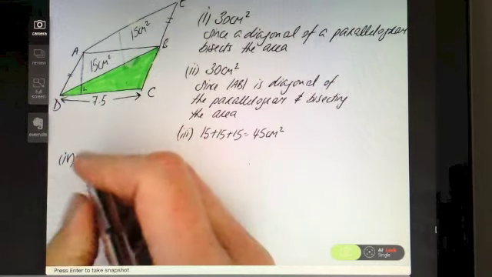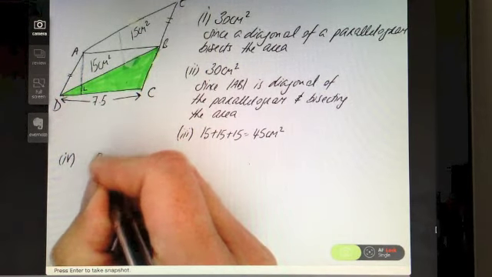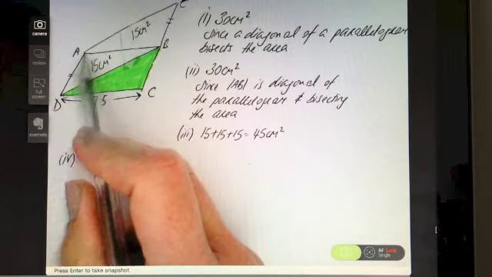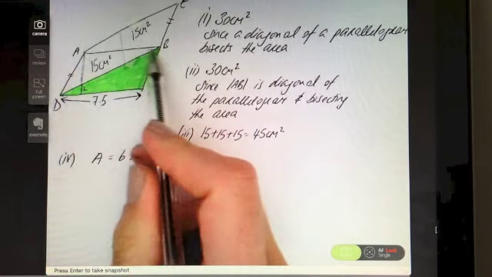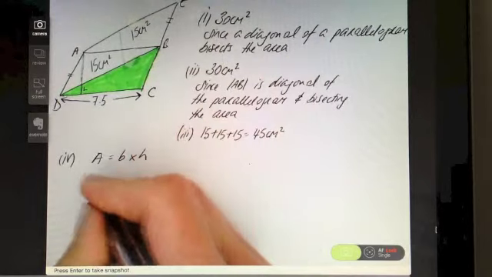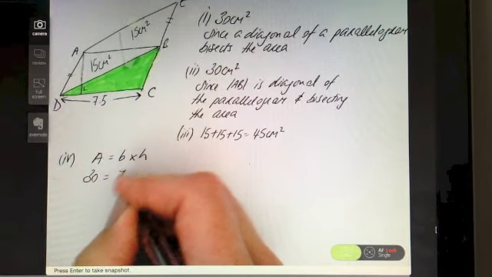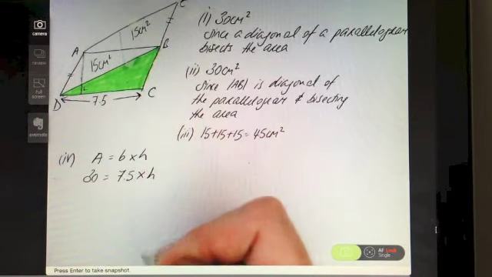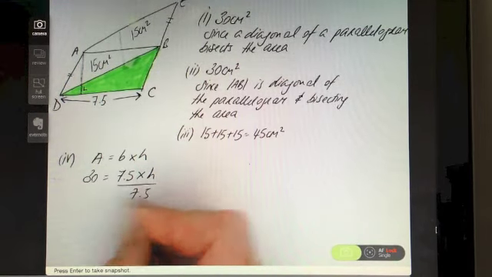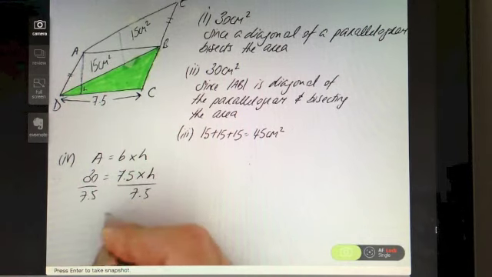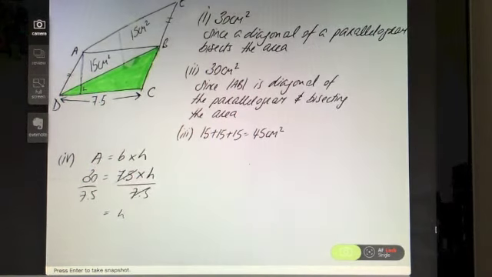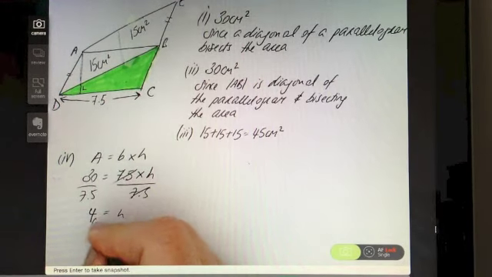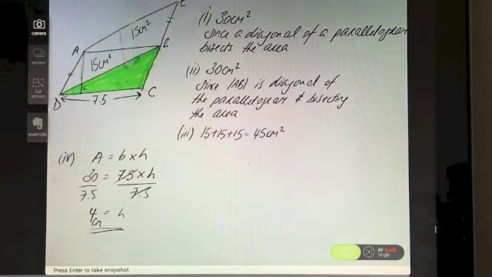Well, we can use the fact that the area of a parallelogram is base times height. The area of the parallelogram ADCB or ABCD is of course 30. And we know the base is 7.5. And then we can easily work out what the perpendicular height must be. Divide both sides by 7.5, and I'm getting 4. So 4 centimeters is the perpendicular height.